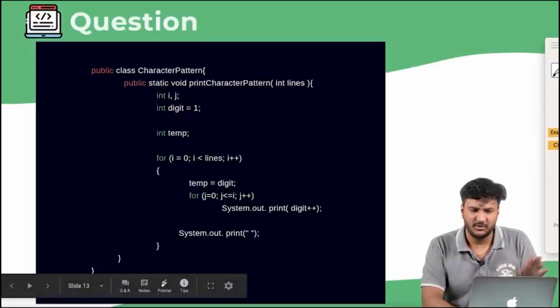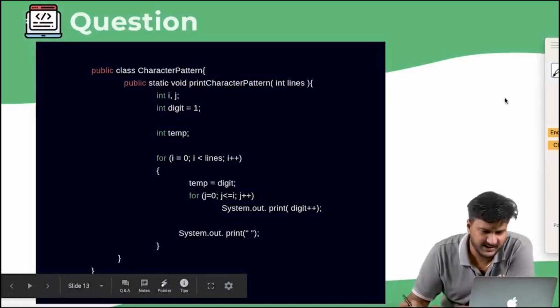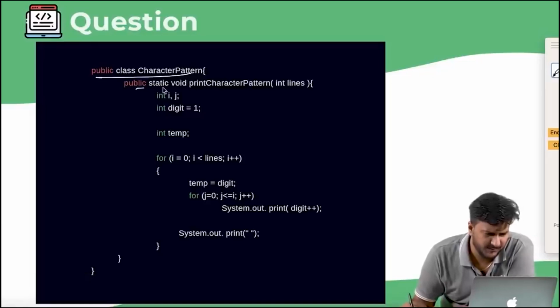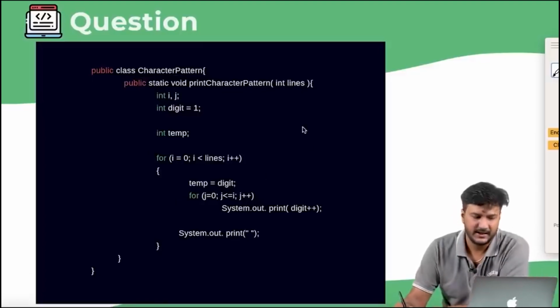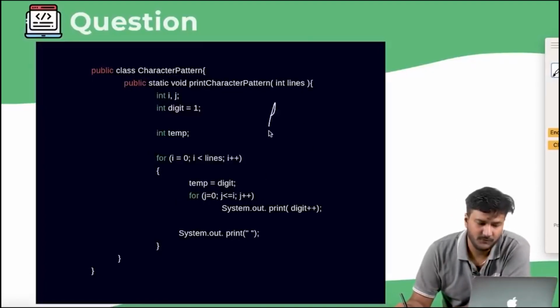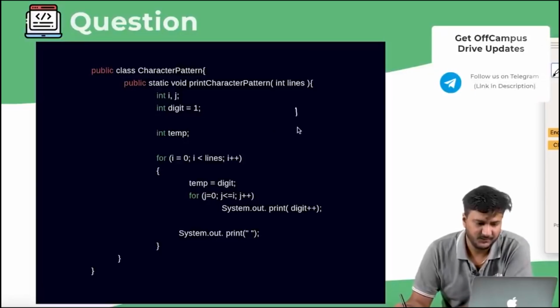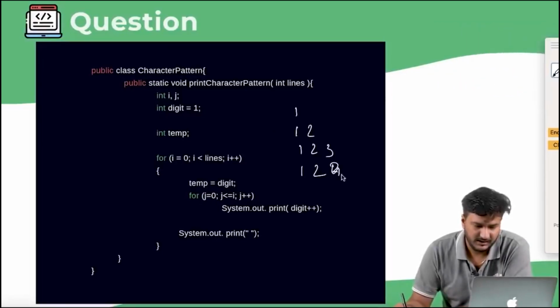So let's have a look at this one. In this case, let's go ahead. Again, PSVM, public static, int for this for loop and this for loop. If I'm to tell you a little basic, what would the first for loop be doing? The first for loop is doing nothing but, so let's say we have 1, 1 2, 1 2 3, 1 2 3 4.